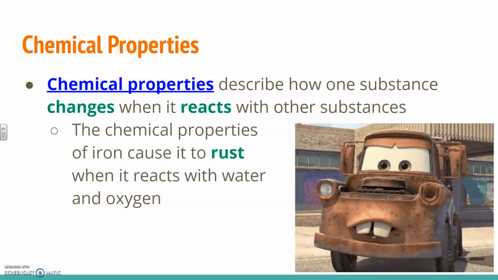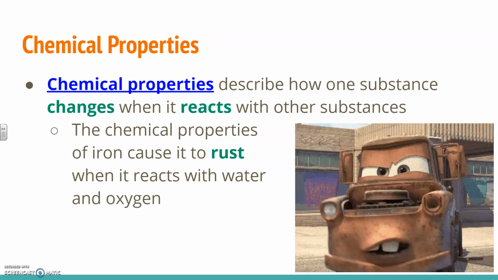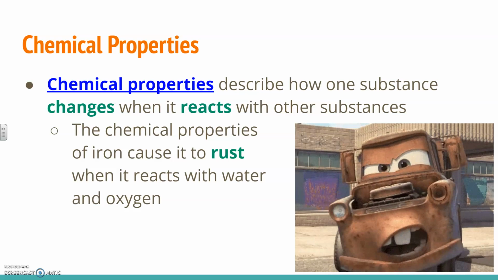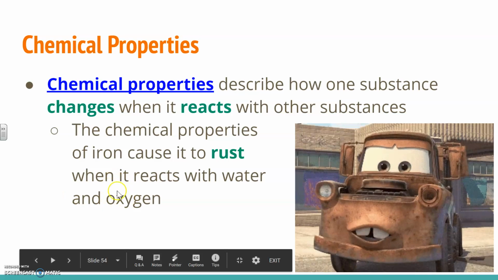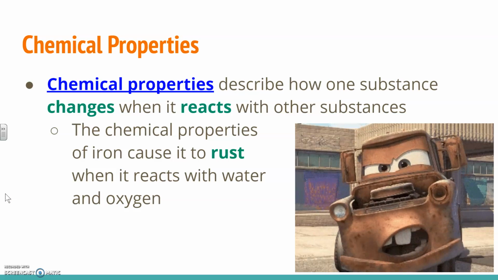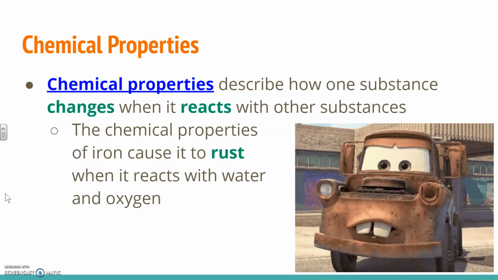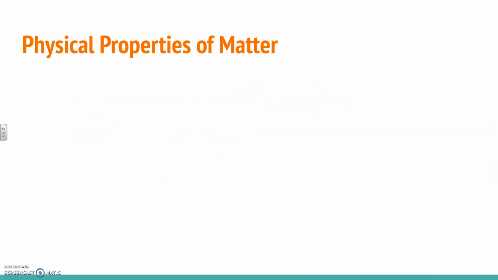The chemical properties of iron cause it to rust when it reacts with water and oxygen, just like matter here. Iron has the ability to what's called oxidize, which comes from that word oxygen, and it actually begins to rust. So most likely here, matter, way back in the day, was nice and shiny and metal looking, and now he's all rusty. Okay, so that's one of the chemical properties related to iron.